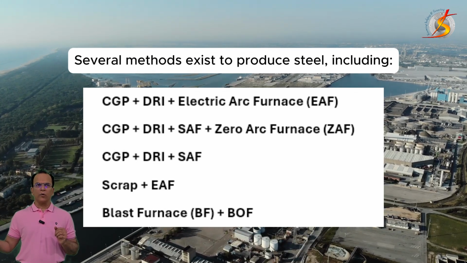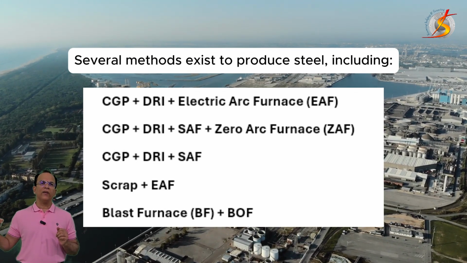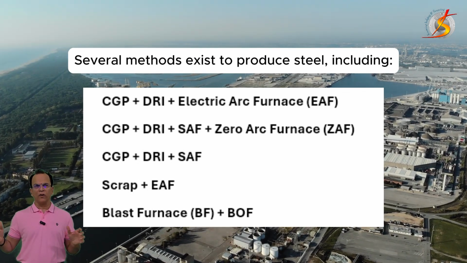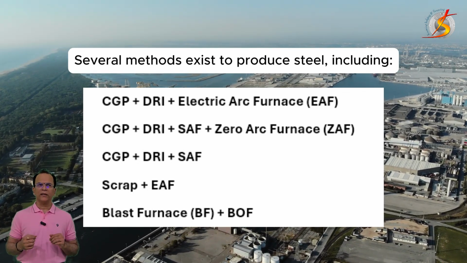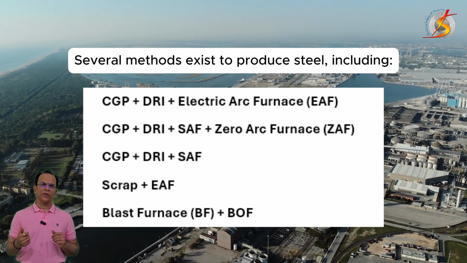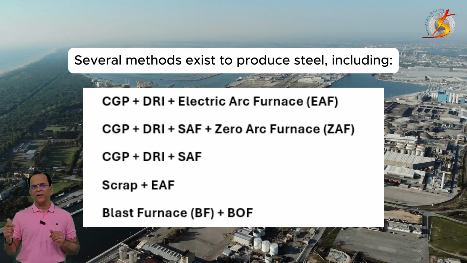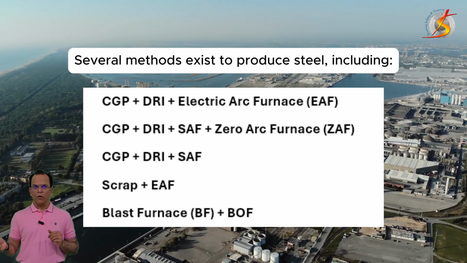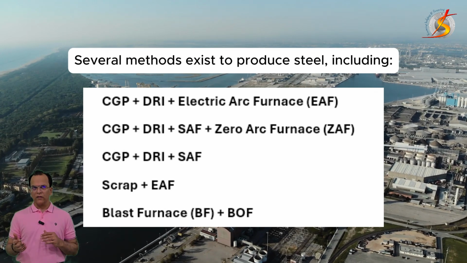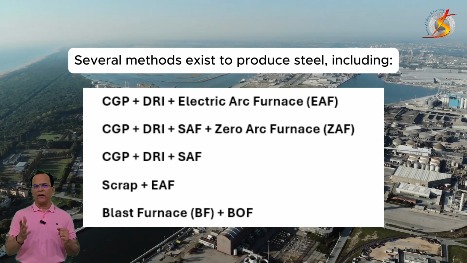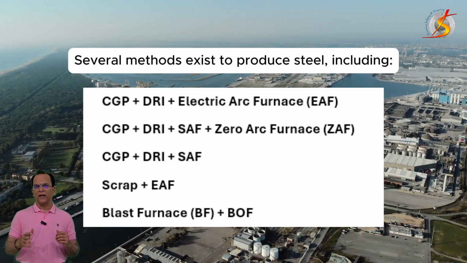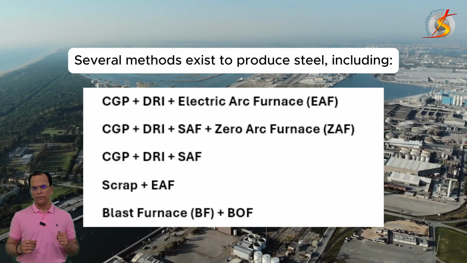Third, if we are making a low grade of steel, like for rebar or something like that, then we can use CGP, coal gasification plant, DRI and submerged arc furnace also. Or we can use scrap and electric arc furnace. The BF-BOF route I have already discussed with you, and another route is coal-based DRI and the induction furnace.